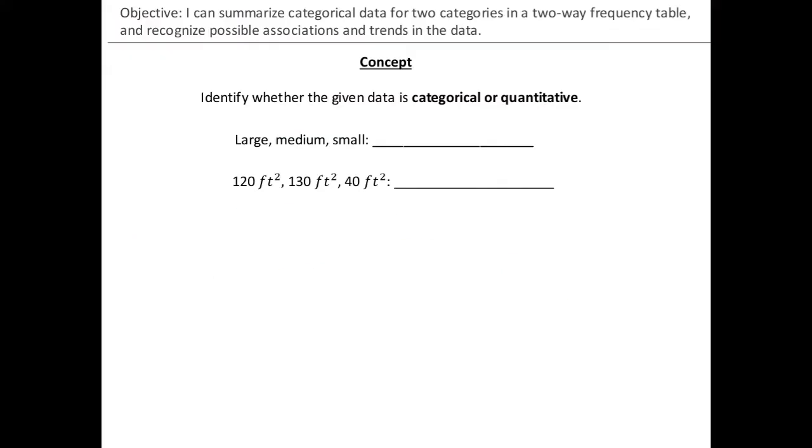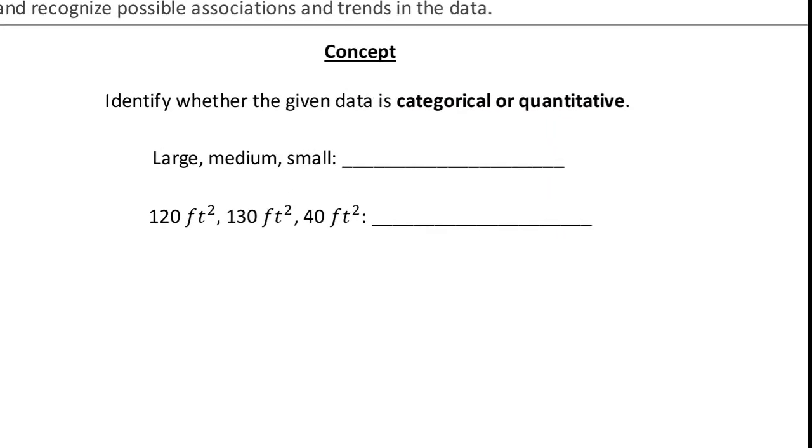So checking for understanding, I want you guys to see this one here. Identify whether each given data is categorical or quantitative. So again, categorical is non-numeric. There's no numbers attached to it. And quantitative is numerical.